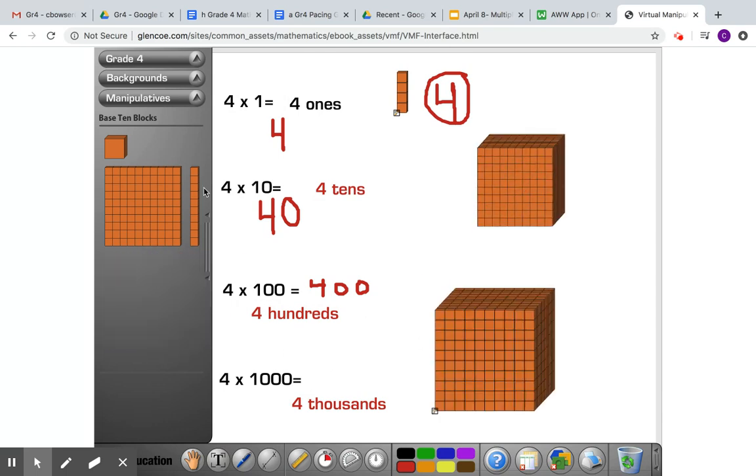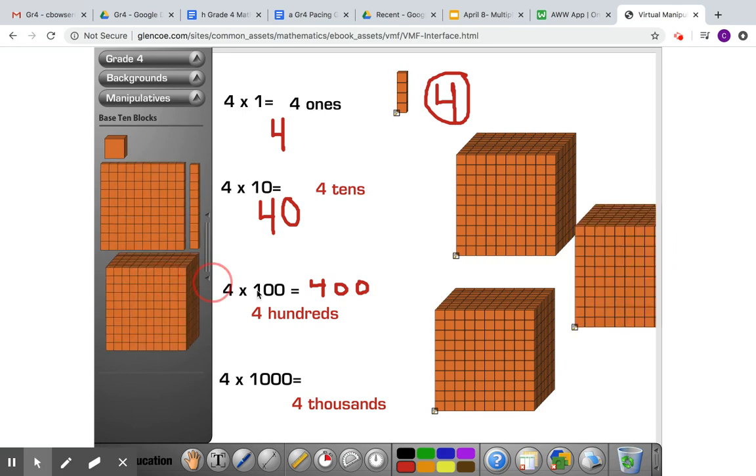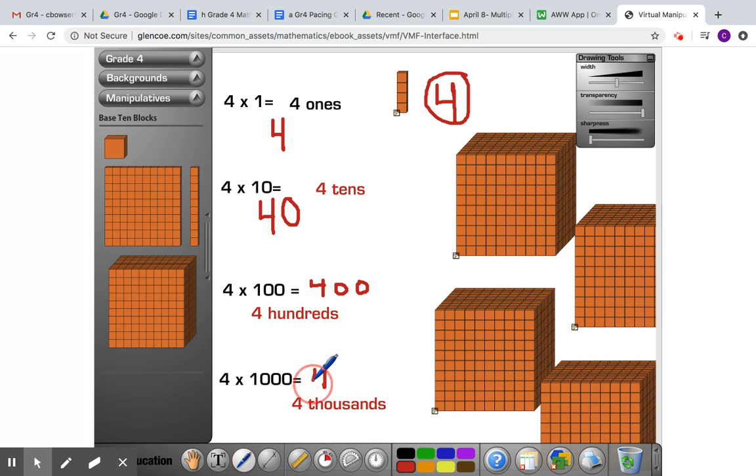1,000, 2,000, 3,000. It's getting tight. Then 4,000. So 1,000, 2,000, 3,000, 4,000. And we write that as 4,000.